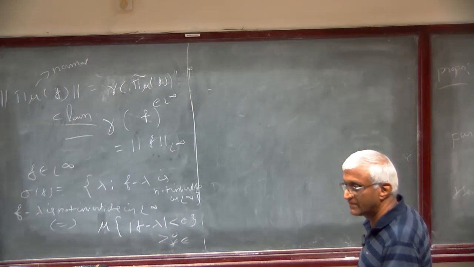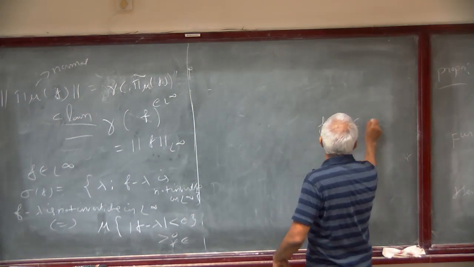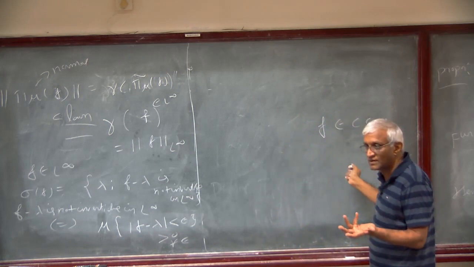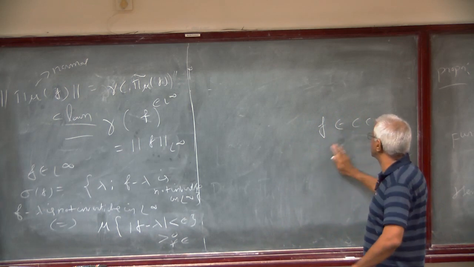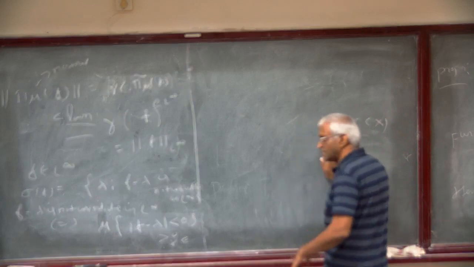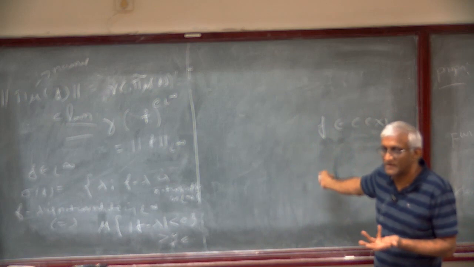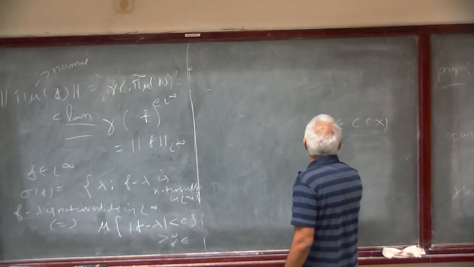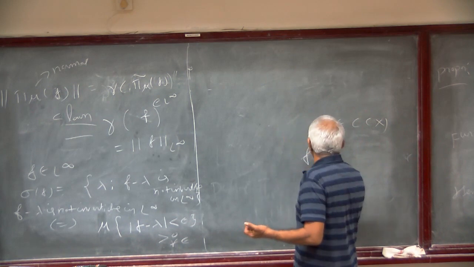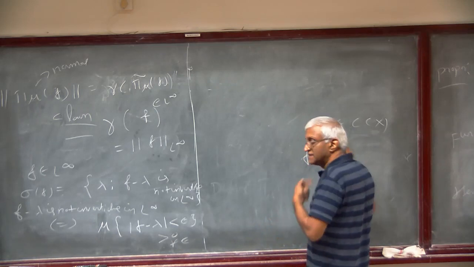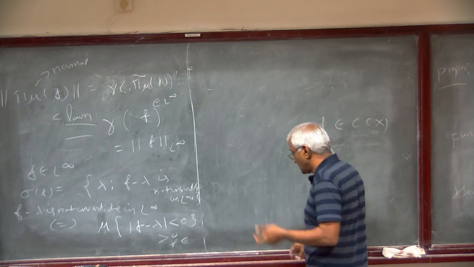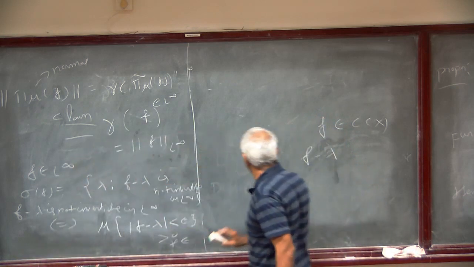In C of X, what does invertibility mean? It should not be 0, right? Invertibility means F doesn't vanish. So lambda is in the spectrum. If F minus lambda is not invertible, that means lambda should be in the range of F; only then you cannot write 1 by F. So this is like kind of essential range, whatever.